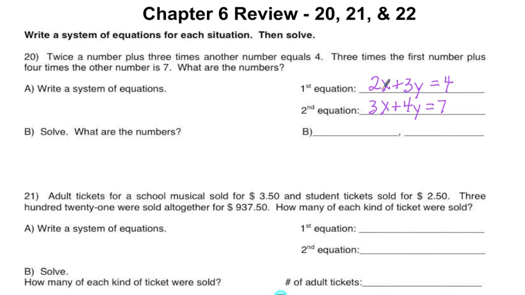I want to get rid of my x's just because that's a 2 and a 3 instead of a 3 and a 4. So I'm going to multiply the top by 3, and I'm going to multiply the bottom one by 2. And when I rewrite them, I get 6x plus 9y equals 12. And on the bottom, I'm going to get 6x plus 8y equals 14. Since I have same signs, I'm going to subtract.